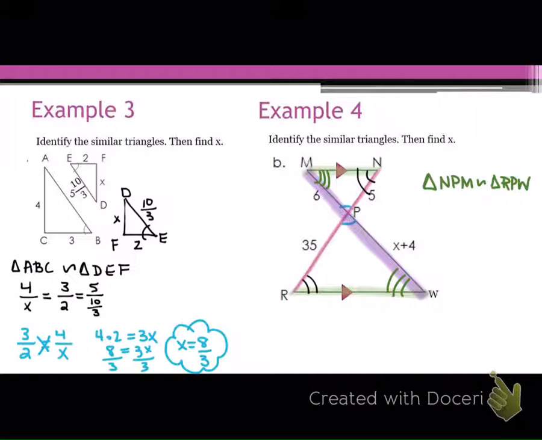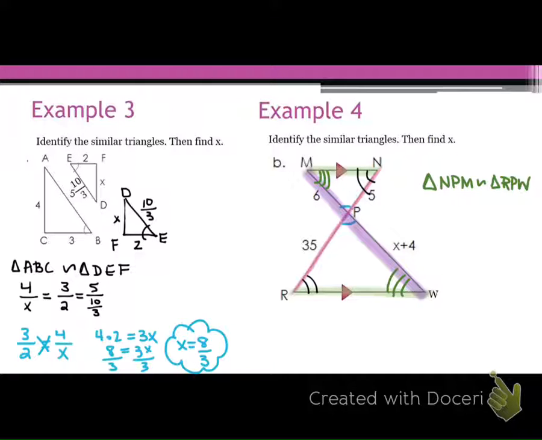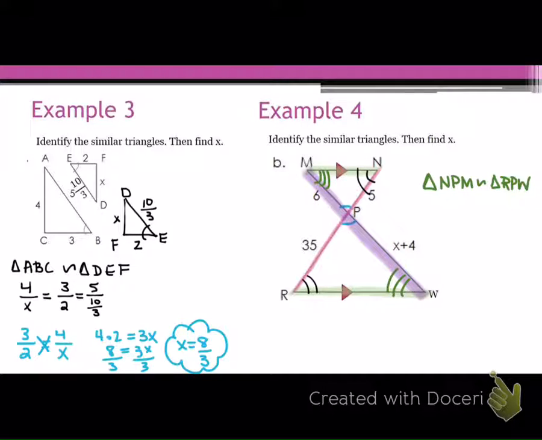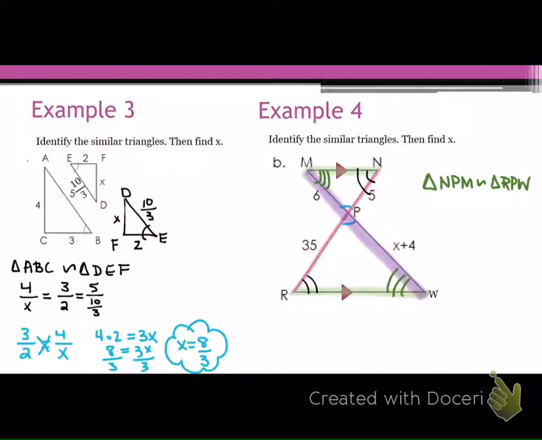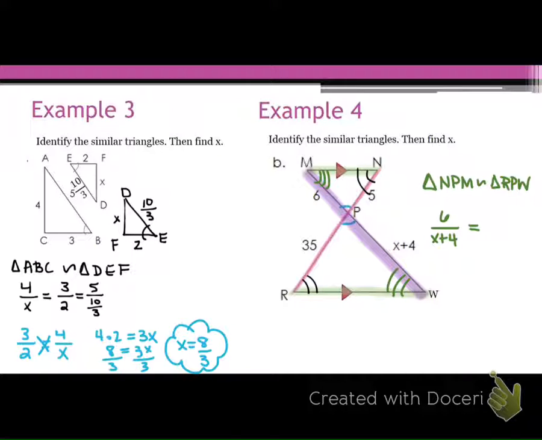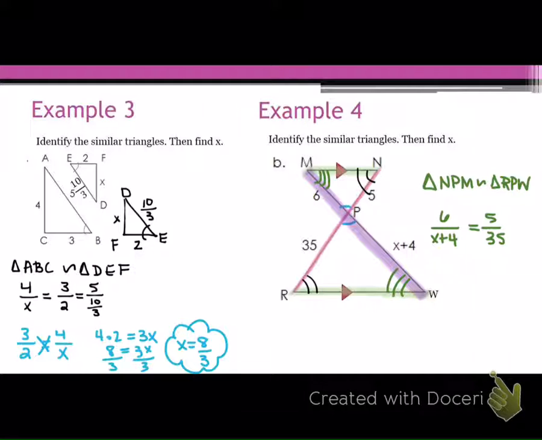So Cameron, what are my corresponding sides in these triangles? Just look at these statements here. If you're looking at 6, what does that correspond to in this other triangle? 6 is on MP. If this is 6, then that one is what? What's on that length? So we have 6 over x plus 4 equals, what's the other one then? 5 over 35. Yeah, and it's important that you do the same triangles in the numerator and the same triangles in the denominator. So take a step back.